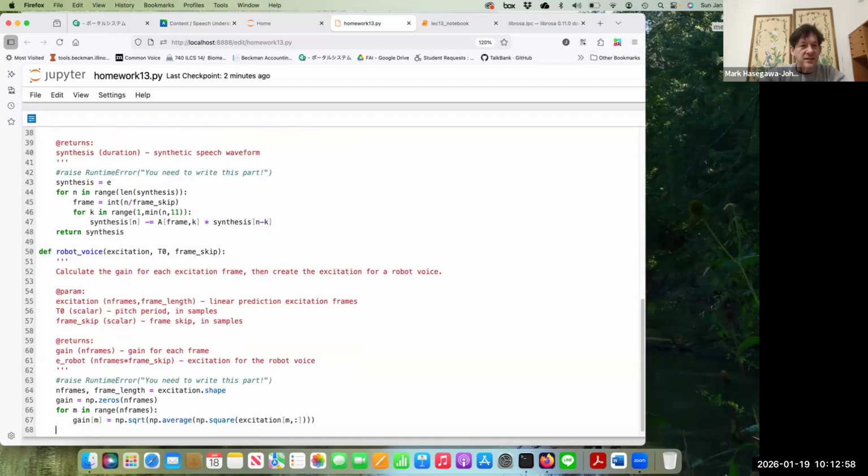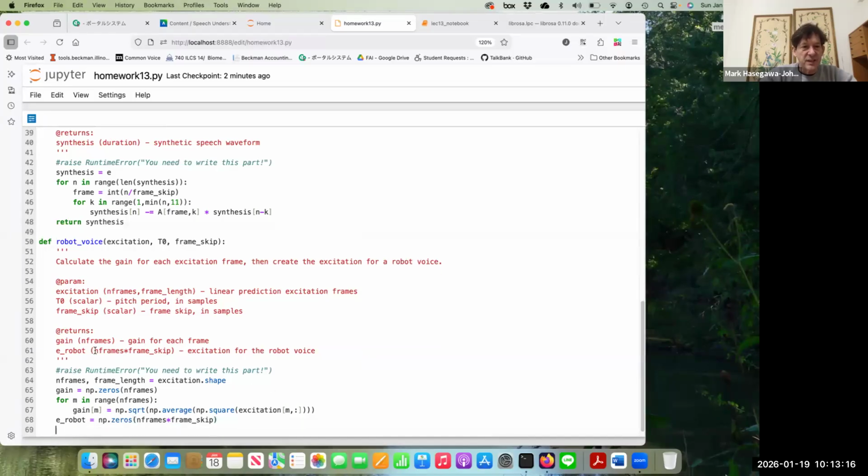Once I've got the gains for each frame, then I want to create the robot excitation. And let's start out with it being number of zeros equal to number of frames times the frame skip.